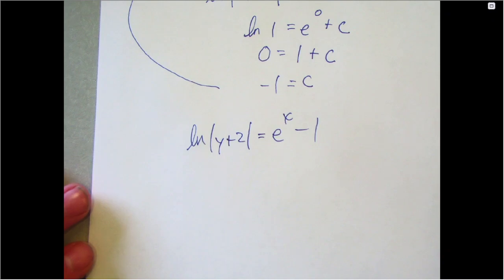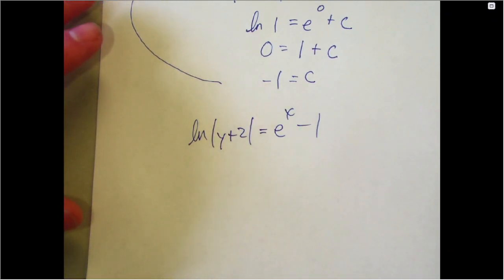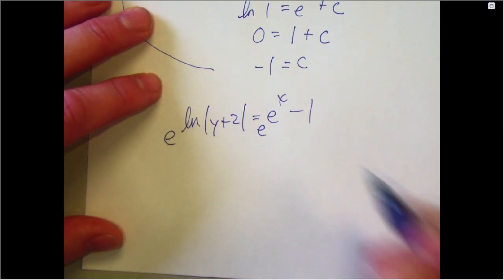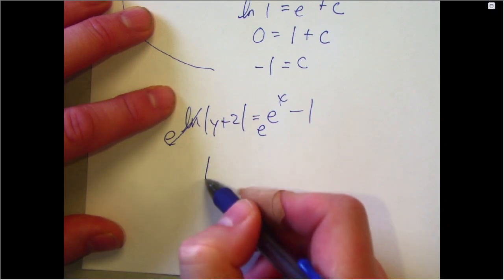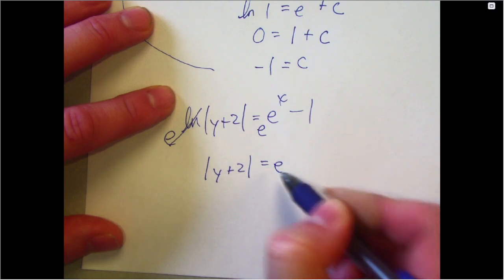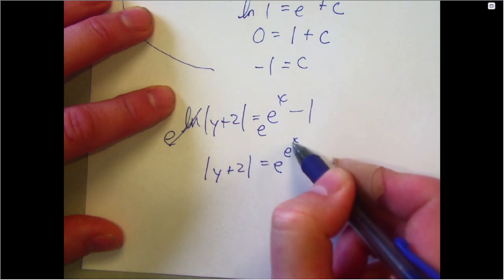I'm going to raise both sides. Wait, what's the word? Big vocabulary word, exponentiate. So that gives me the absolute value of y plus 2 equals e to the power of e to the x minus 1.